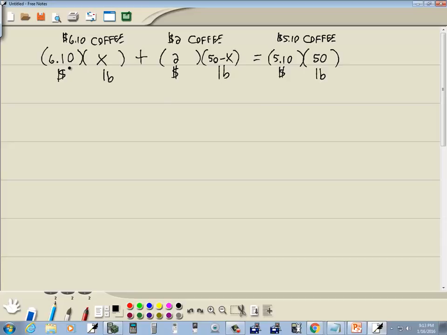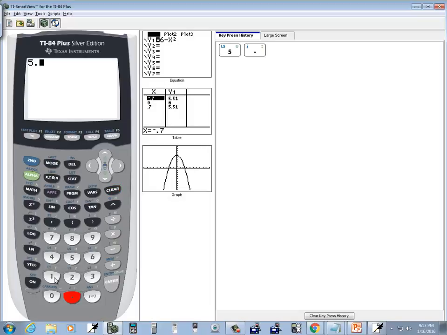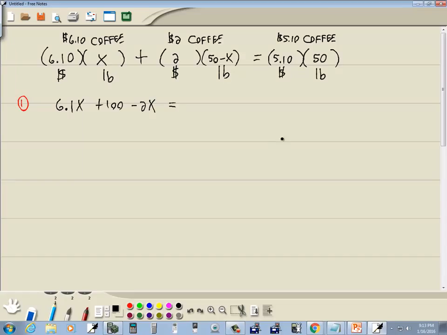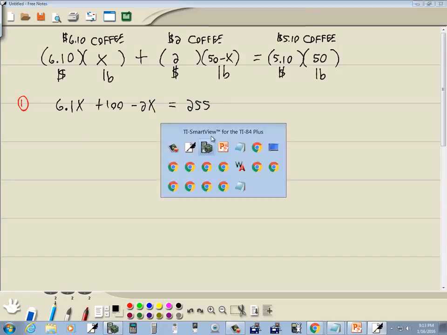Okay, well, to begin with, in solving linear equations, you always get rid of parentheses. That's step one. So I got 6.1 times x, which is 6.1x. And over here I got the distributive property. I'll take 2 times 50, which gives us 100, and 2 times negative x, which gives us negative 2x. And then over here we got 5.1 times 50. And that gives us 255.